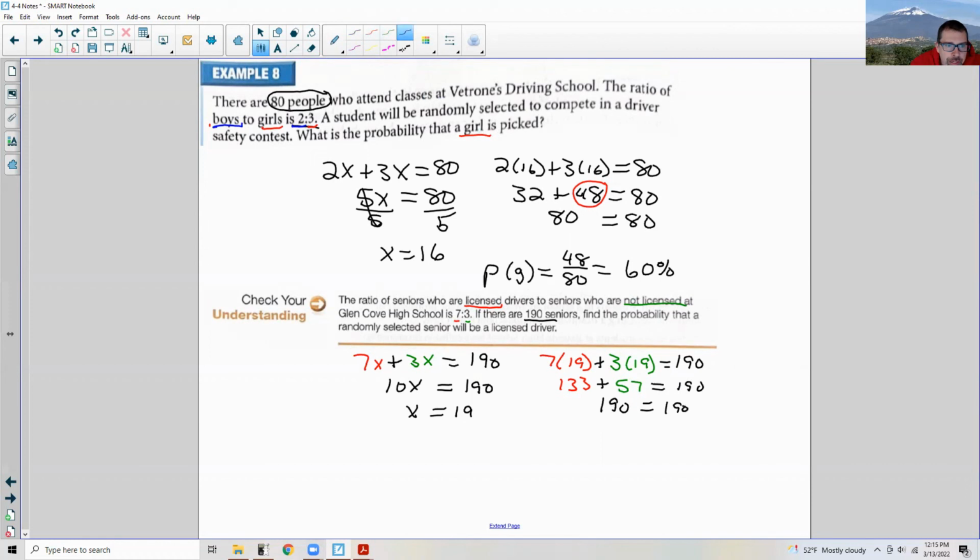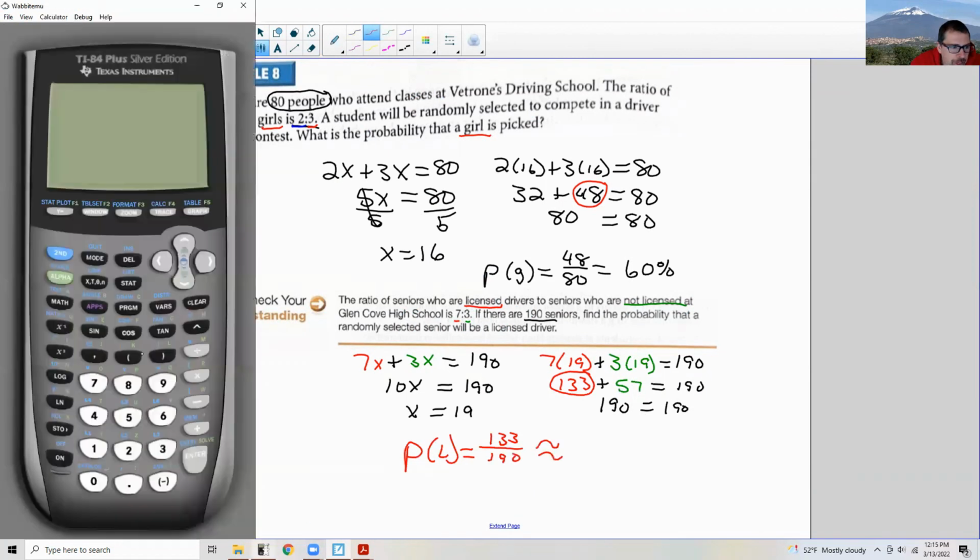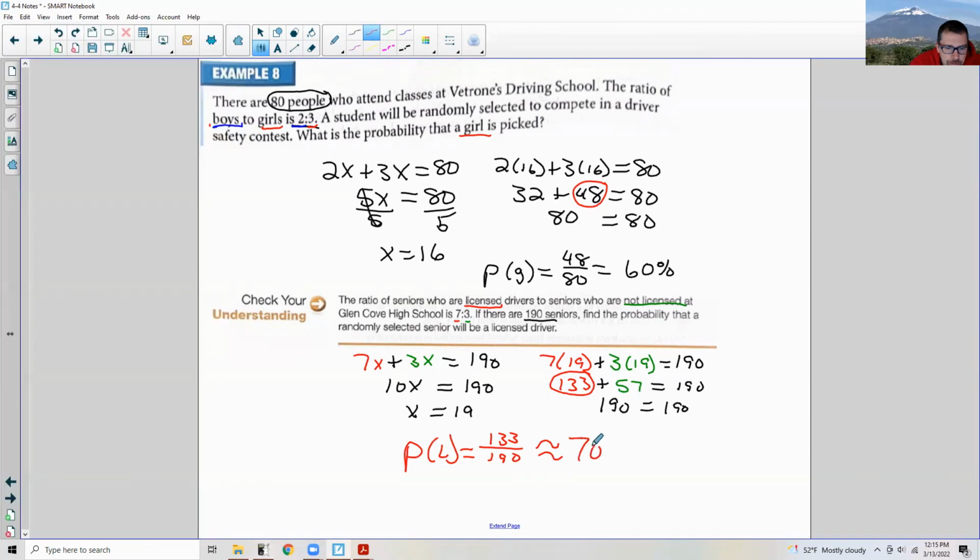All right, so now I can answer the question. Find the probability that a randomly selected senior will be a licensed driver. The probability that they are licensed is going to be the number of licensed drivers divided by our total. 133 divided by 190 is 0.7 or 70%. Okay, 7 out of 10 or 70%.